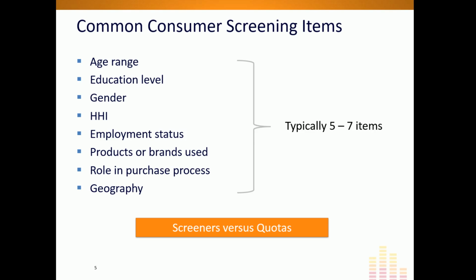Yes. And you'll see different items are going to be relevant to different product categories. Like if I'm doing focus groups relating to automobiles, I may have a screening item about how much they drive, their driving distances, how many miles you drive a week or something like that. But generally, these are the types of criteria that we're going to have.